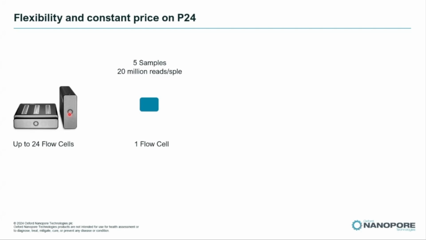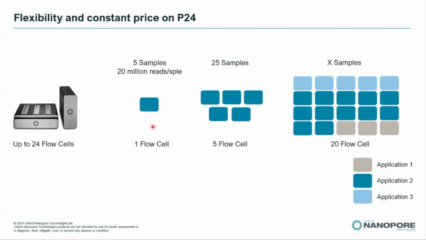But let's imagine that a colleague of yours comes and has 25 samples now, and they want to sequence those 25 samples at 20 million reads per sample. They can then mobilize 5 flow cells and start sequencing, even 2 or 3 hours after you've started your 1 flow cell. And finally, if you have a large laboratory running several different applications, you can run all your applications at the same time on the same instruments.